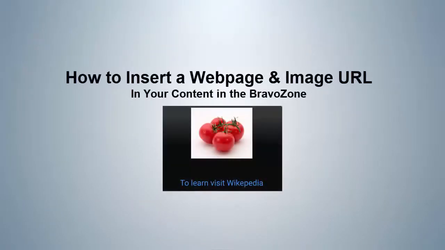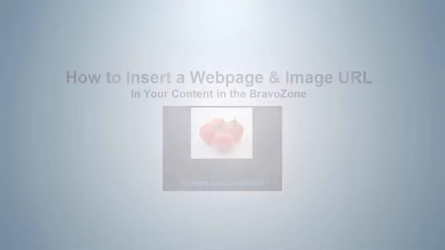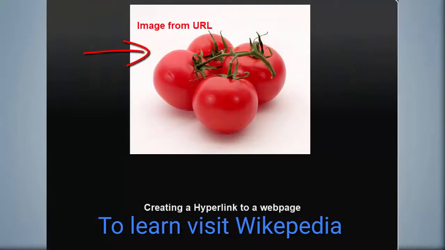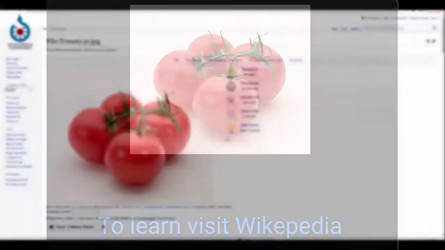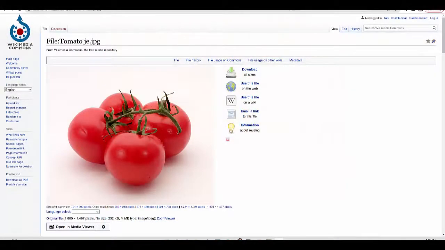In this tutorial, we're going to show you two different things. We're going to show you how to insert an image from a URL directly into a session, and then how to create hyperlinks within the BravoZone. First, let's go ahead and insert an image from a URL.